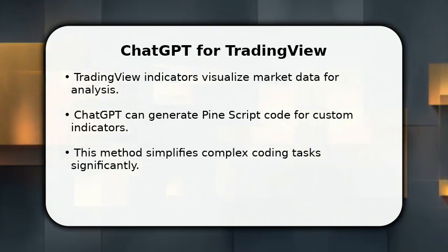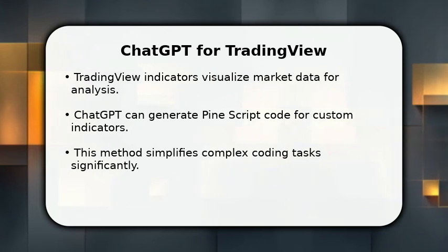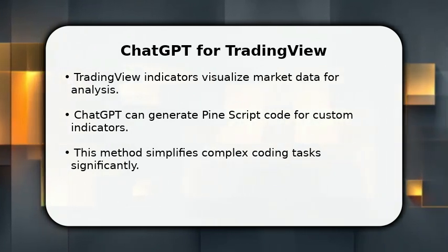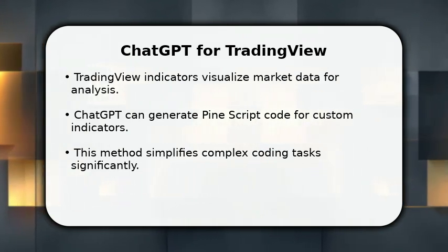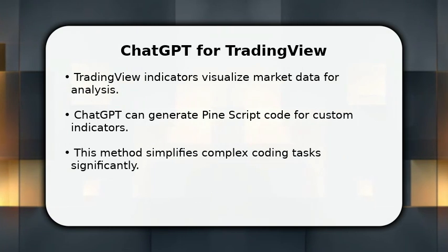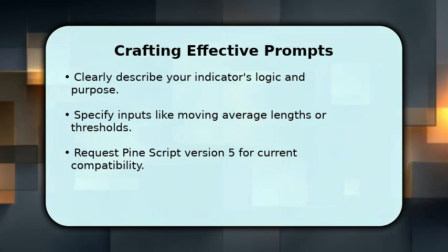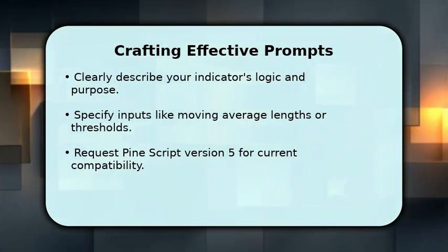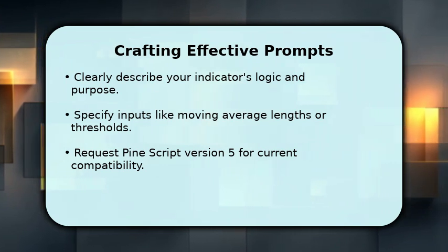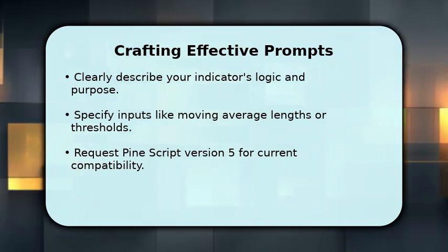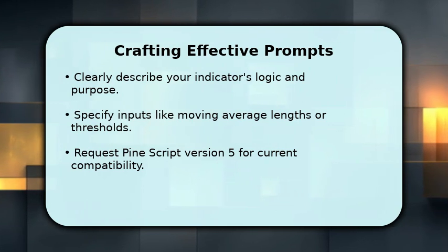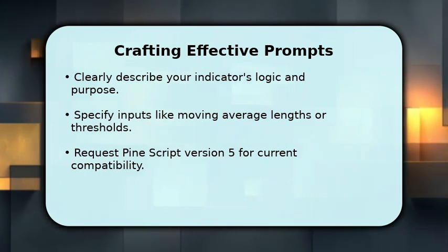This approach dramatically simplifies the development process, even if you have limited programming experience, allowing you to create custom tools quickly and efficiently. To get the best results, your prompts to ChatGPT need to be precise. Clearly describe the indicator's logic, such as a simple moving average crossover strategy or an RSI divergence detector.